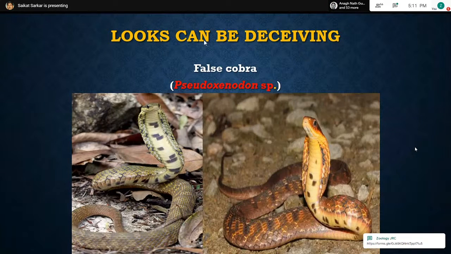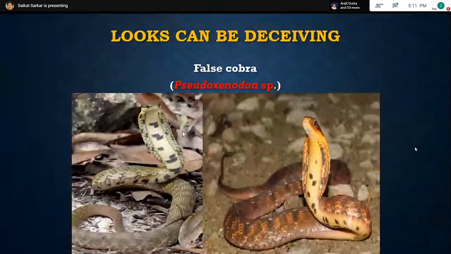Now, this is again, looks can be deceiving. Another example of looks can be deceiving. That is the false cobra. This is not a cobra. This is a typical colubrid snake. They are also mildly venomous, back-fanged. Mildly venomous snakes, and this specimen you can find in the foothills of the Himalayas. At least in West Bengal you can find it. I have seen it there.